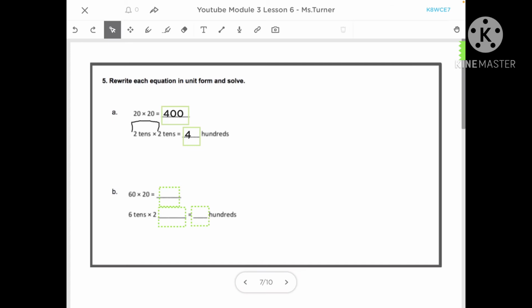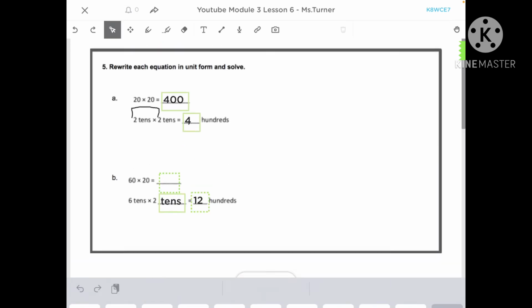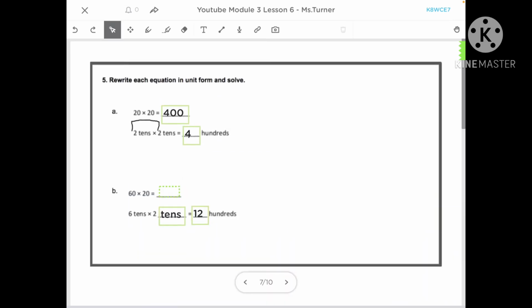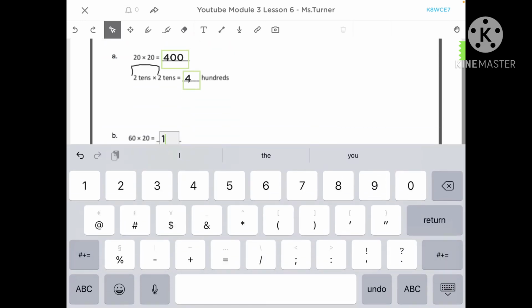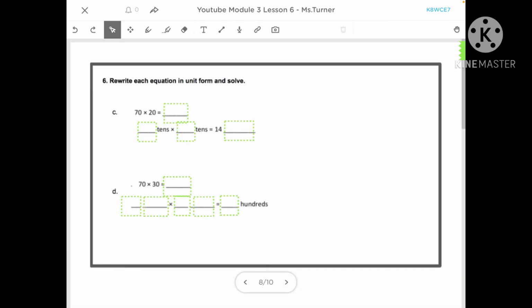What about this one? 60 times 20 equals 6 tens times 2 what? Yes, 2 tens. 6 tens times 2 tens equals how many hundreds? Good, 12 hundreds. And how would we write 12 hundreds in standard form? Good, 1,200. All right, team, now you're catching on.